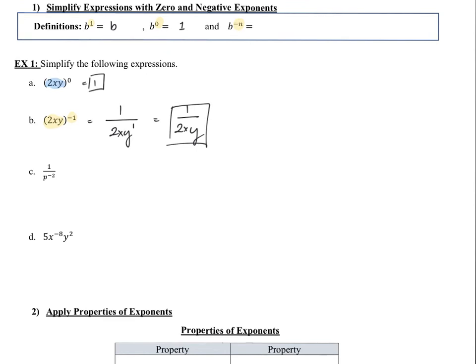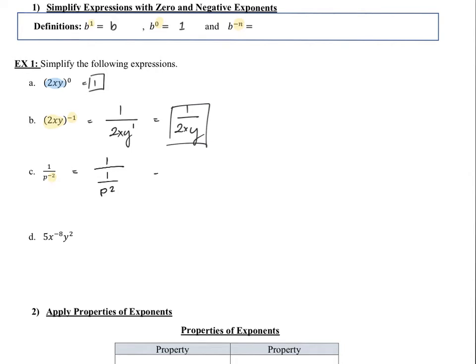Alright, next one. Oh, this is interesting. This time, we have a negative underneath the 1. This is weird. Well, what we're going to do is take the reciprocal. So I have that 1 over 1, and then what's the reciprocal of p to the negative 2? This will be 1 over p to the 2. But now wait a second here. We have a complex fraction. We're not allowed to have this. How do we simplify it?